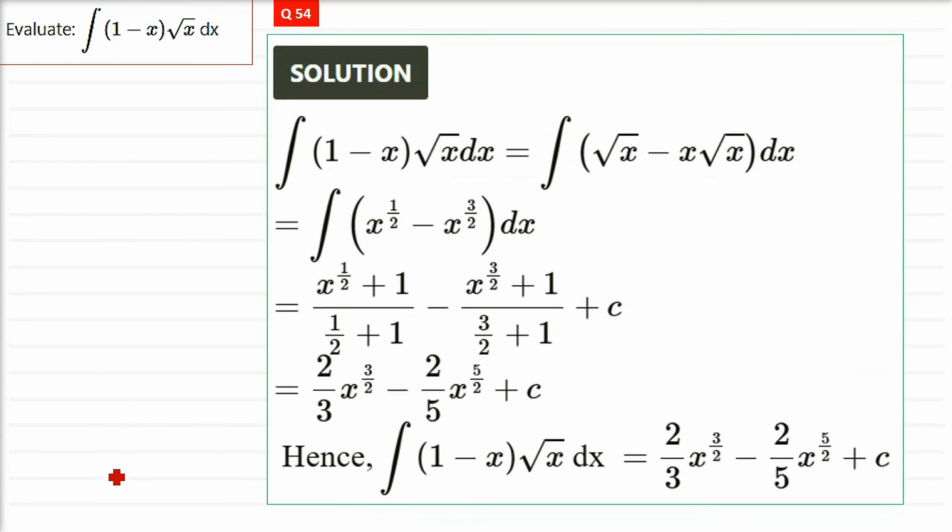This is your integration, final result. Now this is how you are going to do this. This is a simple classic example of integration of x to the power n. Just multiply inside and use this formula, and this is how you are going to write.